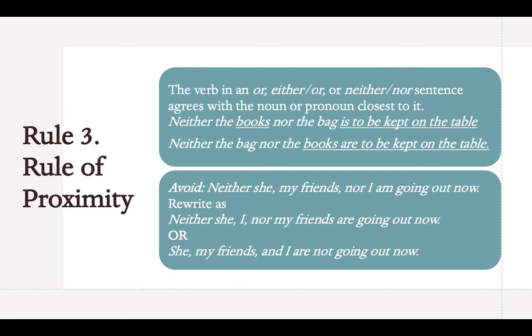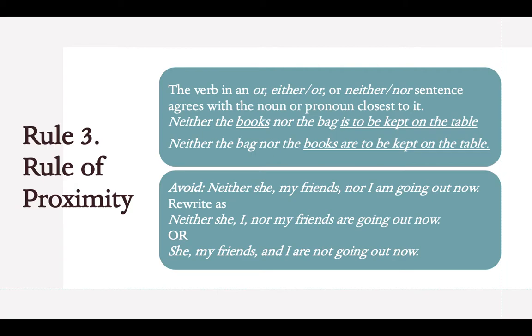Now, this is a rather clumsy kind of construction. Sometimes when you observe the rule of proximity so much, you think that you can write a sentence like this. I'll read the sentence. Neither she, my friends, nor I am going out now. In the verb am, you think that I is the word that stands next to the verb. Therefore, the verb in agreement with it is I am. But it looks like a very, very clumsy sentence.